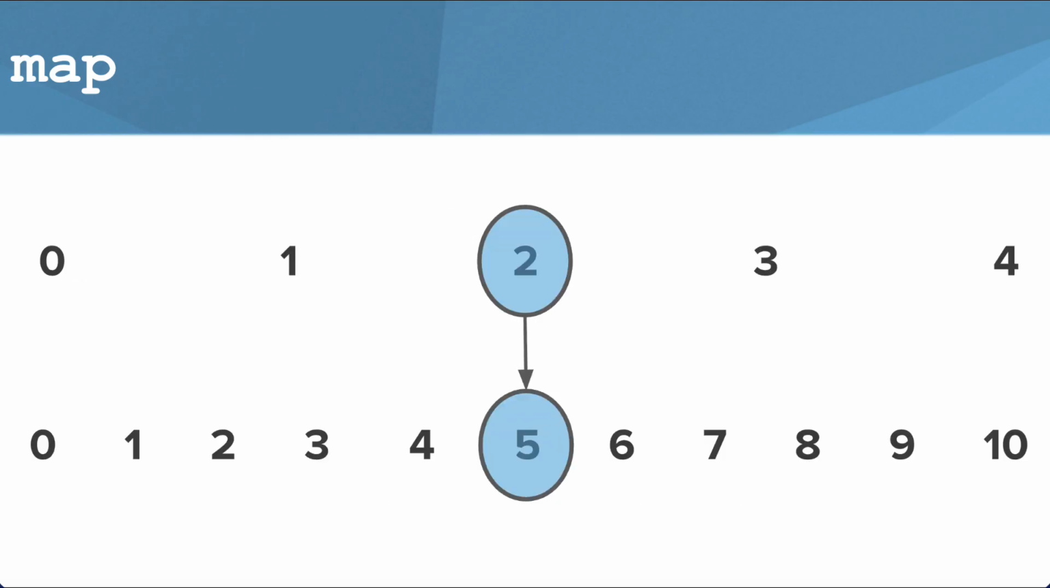For example, if we had the number 2 in the range from 0 to 4 and map this value to the range of 0 to 10, our number would take on the value of 5. We can see that these values are in the same position when looking at the total range of numbers.